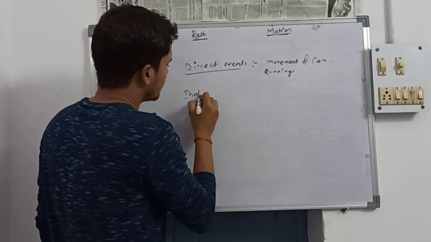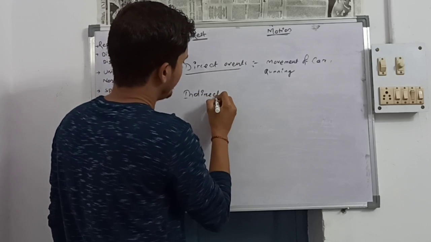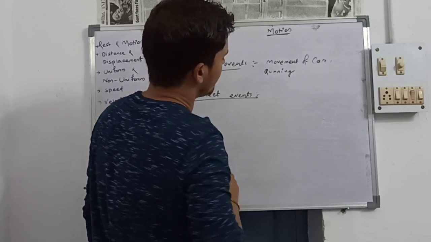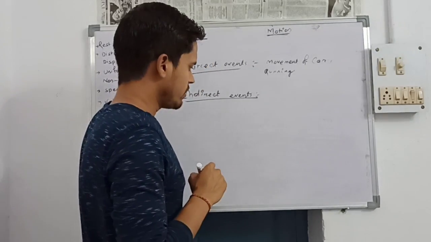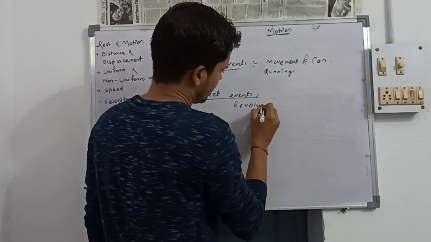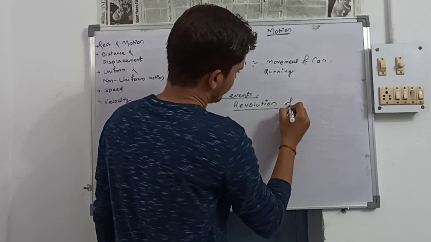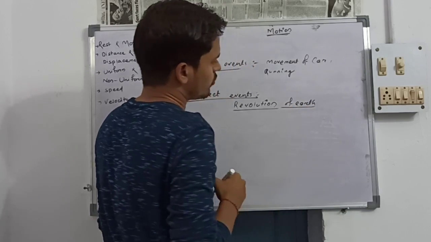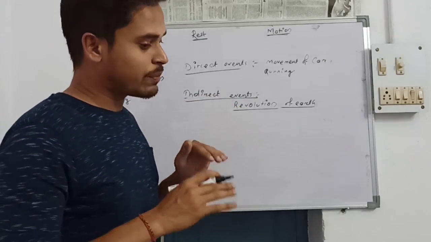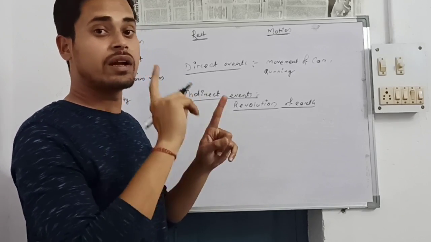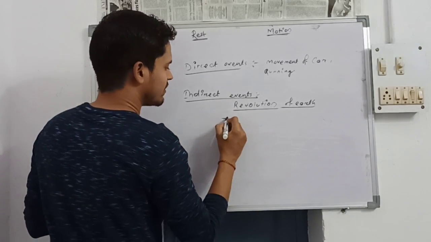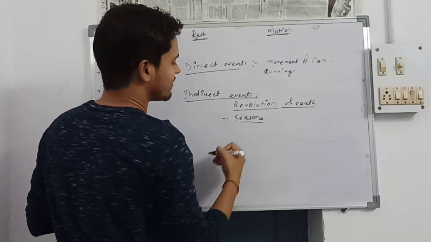Also, sometimes to express motion, we need to observe some indirect events, such as the revolution of earth. You cannot observe or feel the revolution of earth, because you are on earth and feel that you are at rest, but the earth is moving around the sun. How do we know that? By observing the seasons.